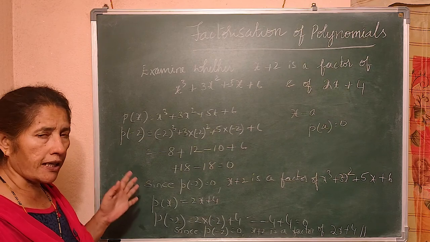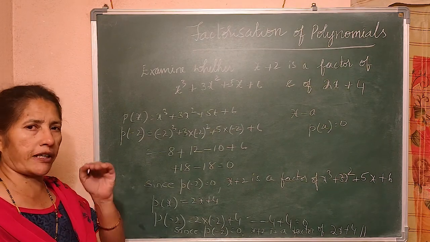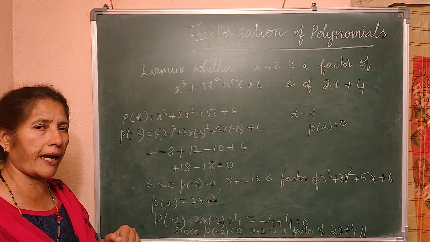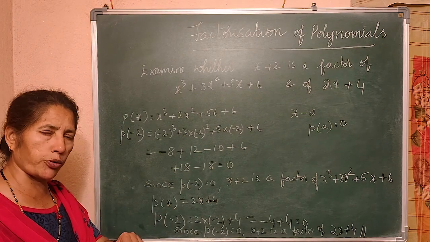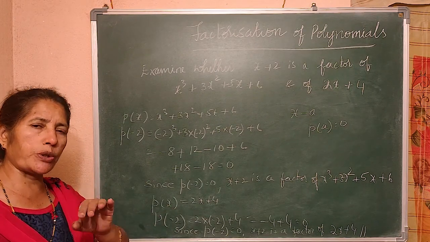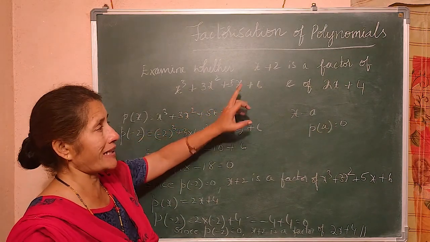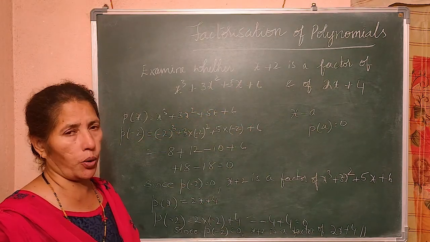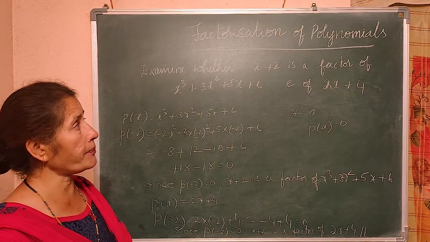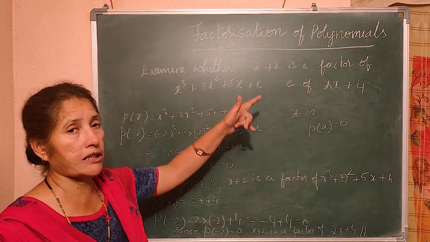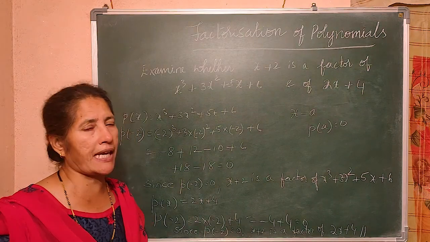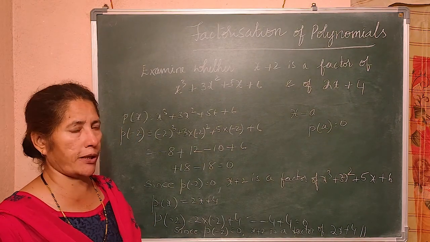Whenever any number 2 is a factor of 4, then what do you say? 4 divided by 2 is equal to 2, the remainder is 0. If any number is a factor, then the remainder should be 0. Using the remainder theorem, if x plus 2 is a factor, p of minus 2 should be equal to 0.